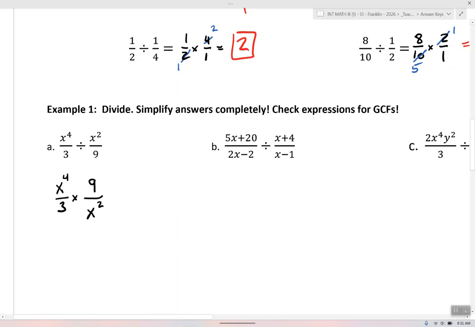All right, so right away I see the x squareds on the bottom will cancel out 2 from the top here. So I have x squared on the top. And then 9/3, that's just 3/1. So for the answer, I have x squared times 3 on the top. So that's 3x squared over just a 1 on the bottom. So it's just 3x squared.